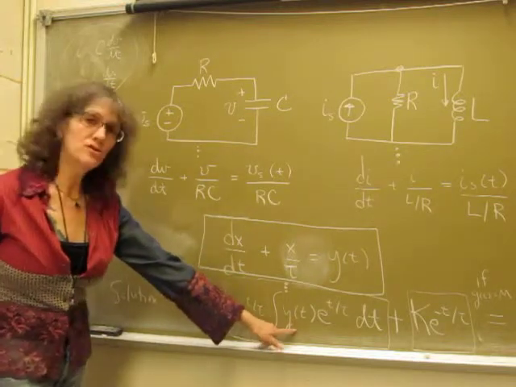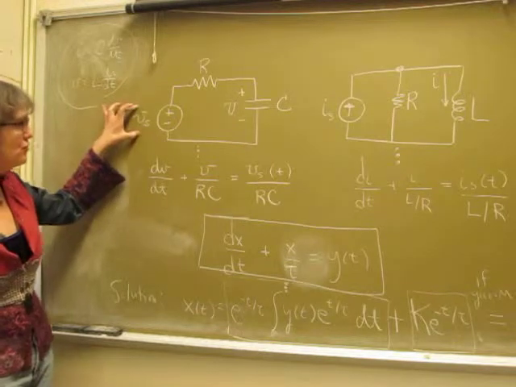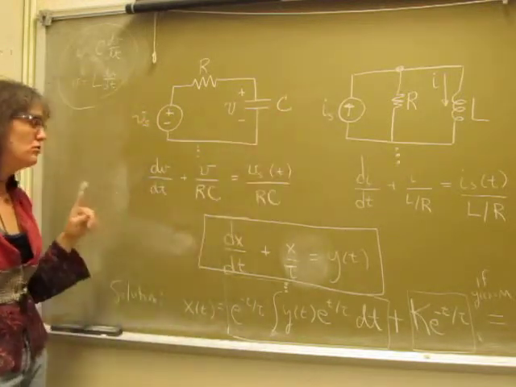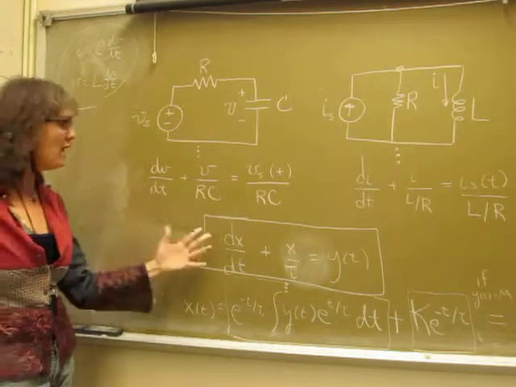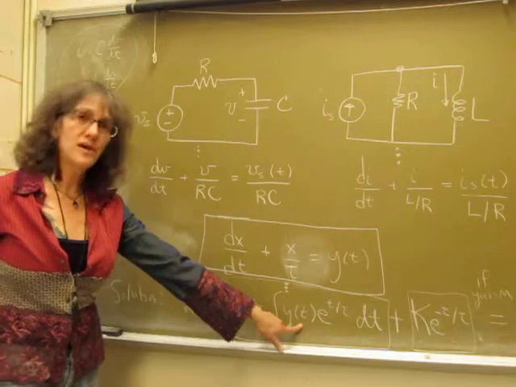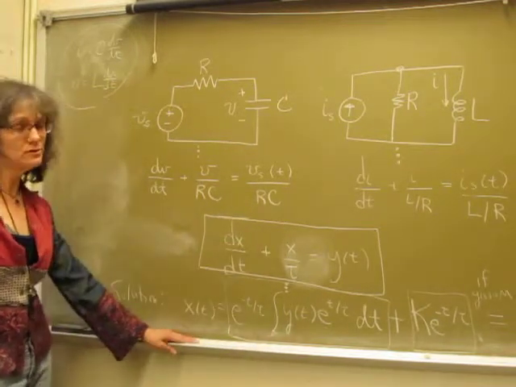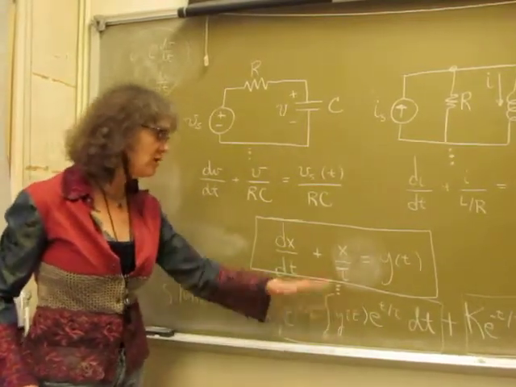The forcing function, y of t, comes from the voltage source in this case or the current source in this case. And I told you that those might be functions of time. They're not necessarily going to be constant. So whatever those functions are, that's what you plug in here. Then you just have to know how to integrate, which of course I know you all know how to do because you've taken calculus. So you integrate it, and you've got your solution.